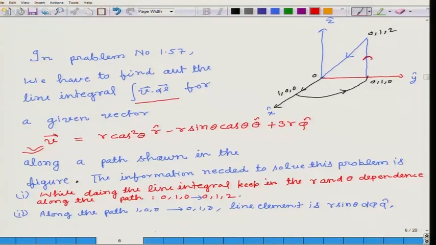0 1 0 to 0 1 2, and along the path 1 0 0, that is this one to this one, see that theta is pi by 2, and our line element is r sin theta d phi phi cap. This is our line element, r sin theta d phi phi cap.